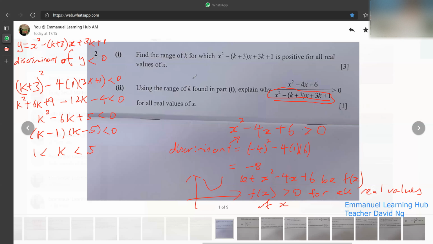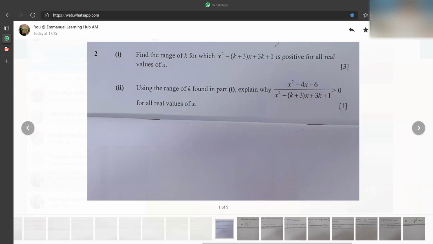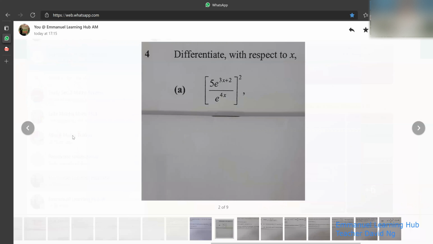Okay, this question clear, or question 2? The question 2 is clear. Let's move on to question 4a. Okay, we'll move on to your question 4a. Question 4a is a differentiation question. They ask you to differentiate this expression here.